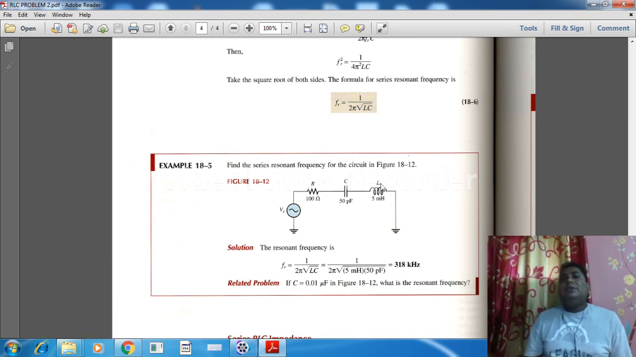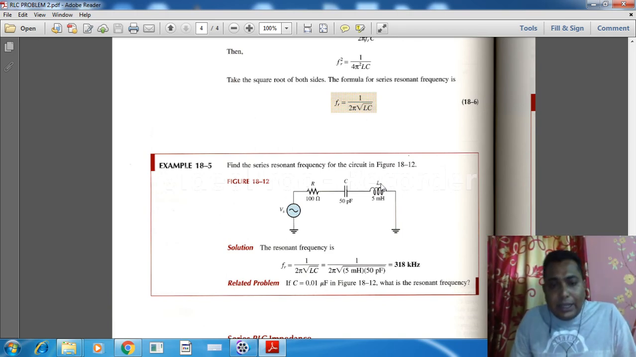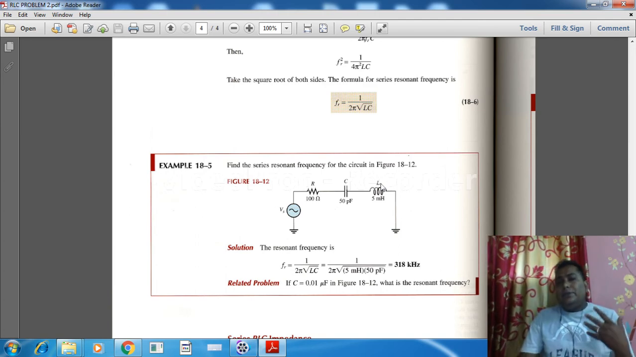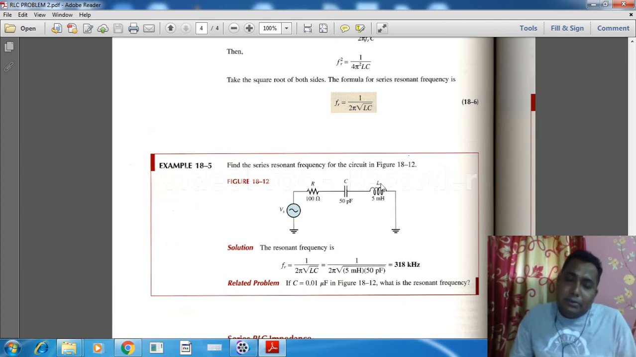So there the units are not the same. So we have to convert from picofarad to farad and millihenry to henry, and then find out the result. Otherwise, if you don't do this, the answer will be wrong.